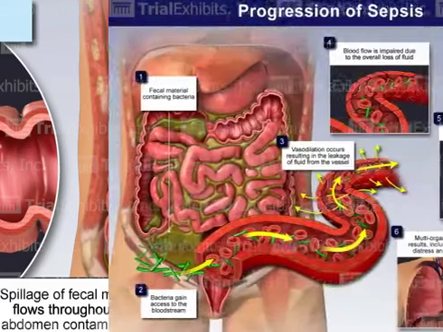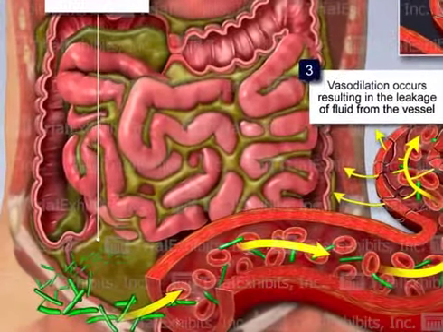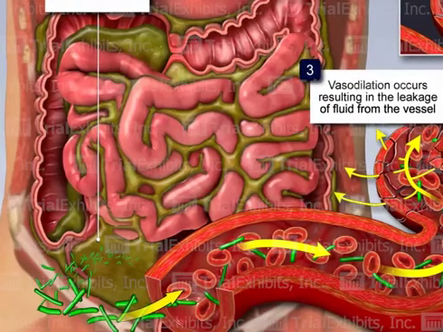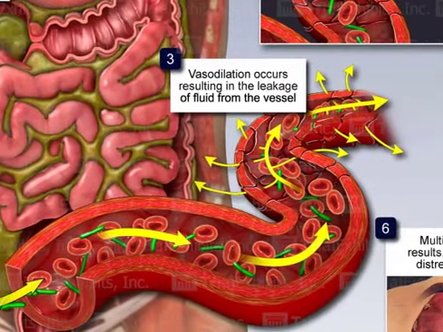In the second exhibit, we illustrate the progression of systemic sepsis. We first show the fecal material spread throughout the abdomen and show how the bacteria gain access to the circulatory system. Once the bacteria gain access to the bloodstream, vasodilation occurs, resulting in a leakage of fluid from the vessel.